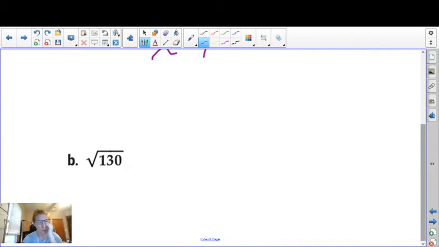So I want you to pause and try this next one. Square root of 130. And you should get about 11.